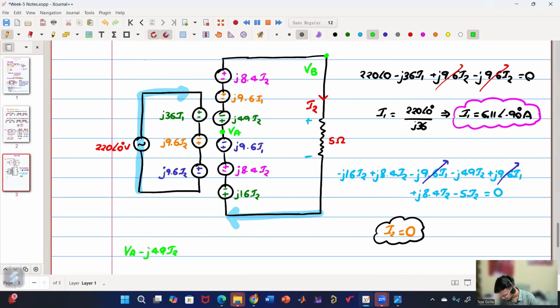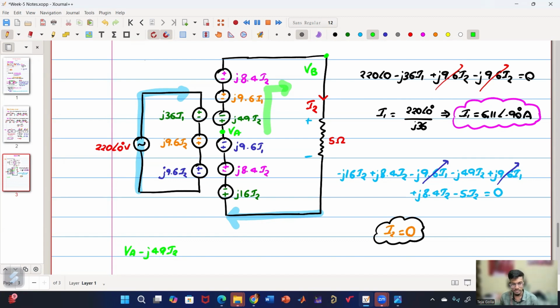How minus, sir? Because I'm going in this direction. So when we are crossing J49 I2, we are going to a lower potential. That's why it is minus. If we are going to higher potential, then the potential that we are gaining is positive. If we are going to lower potential, then the potential that we are gaining is negative. So that's why negative.